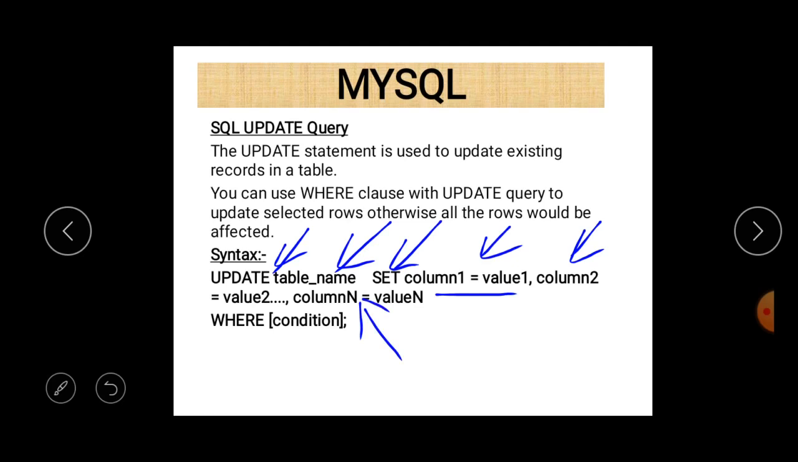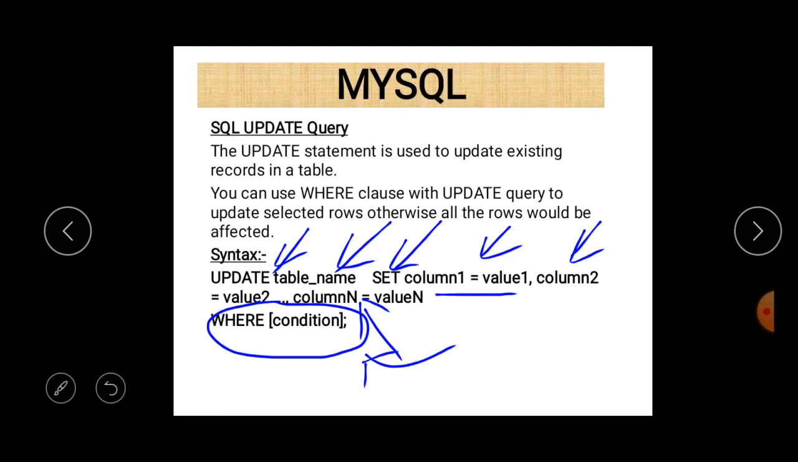And if you want to update only selected rows, or we can say the tuples, then the where condition should be used. So only those rows are updated which fulfill the where condition. So that is the update statement, and always remember that it is a DML statement.